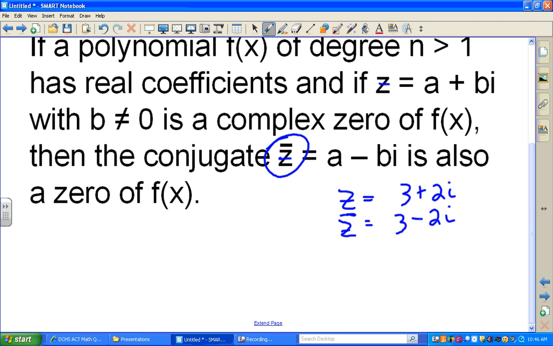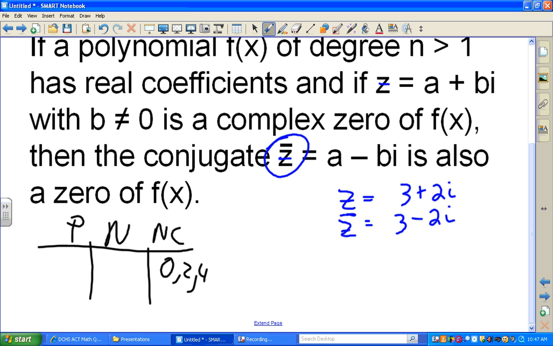Do you remember Descartes' rule of signs? Do you remember how we charted it? We always put the positive roots, the negative roots, and what was the last column? Yeah, non-real complex roots. And this number in the last column always had to be even or 0. So you always had a 0, a 2, a 4, and a 6 in this column. And that's why. Because if 3 plus 2i is a zero of a polynomial, the conjugate, 3 minus 2i, is also a zero of the polynomial. You can't have one without the other.